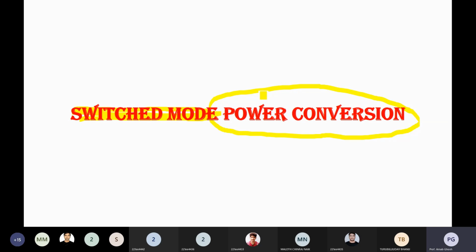In my last class I elaborately discussed this, so those who were not able to attend my last class can listen to that audio clip so they can understand. I also discussed soft switching techniques and hard switching techniques. That's the motivation for studying this chapter. In this chapter we will discuss the very basic principles of switch mode power conversion.